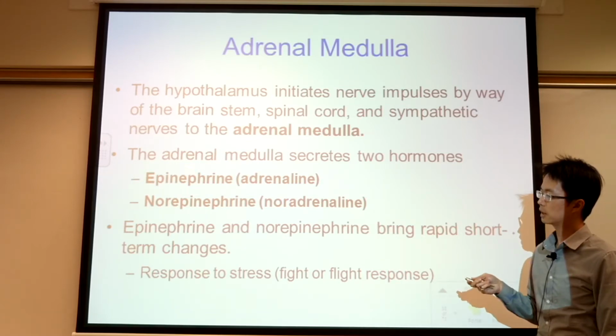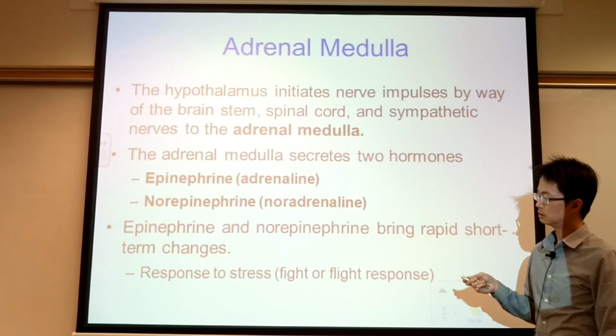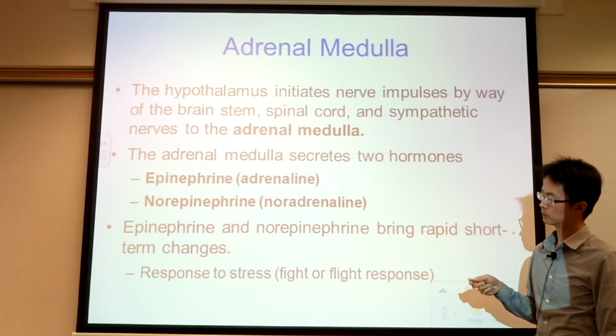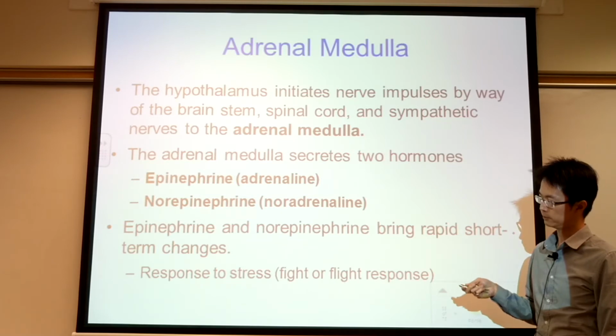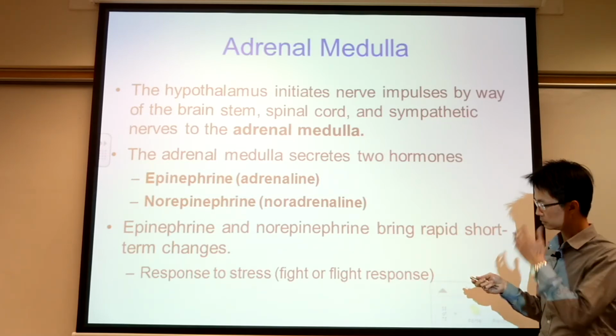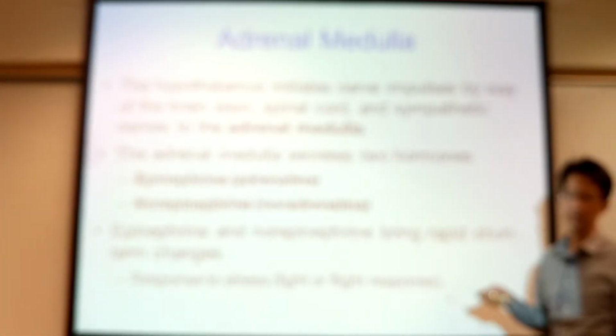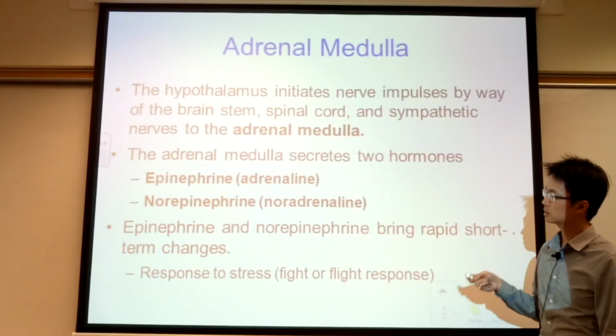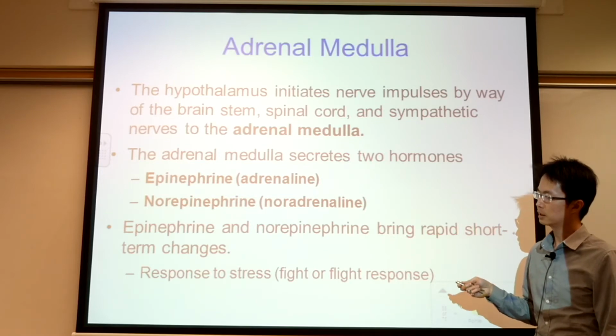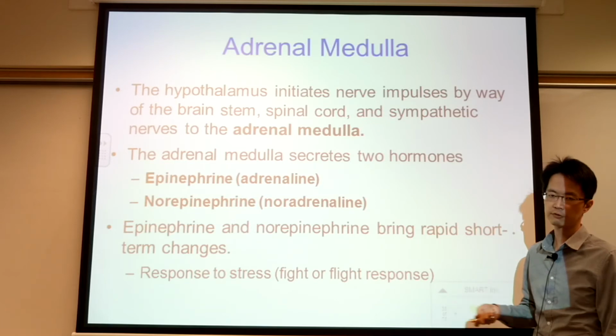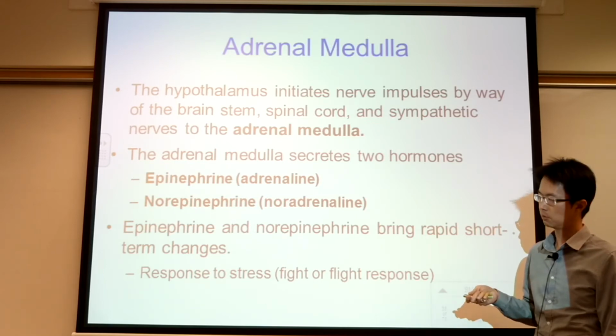The adrenal medulla can secrete epinephrine and norepinephrine. Adrenaline and noradrenaline, if you are British. For American, we call this epinephrine and norepinephrine. These two are both hormones, and also they can be neurotransmitters. But since in this case it is the adrenal medulla secreting epinephrine and norepinephrine, it is a form of a hormone.